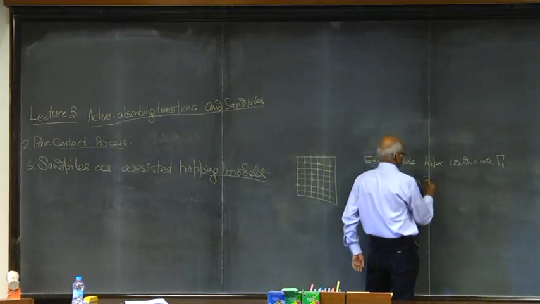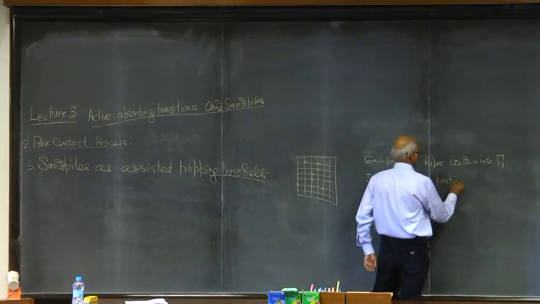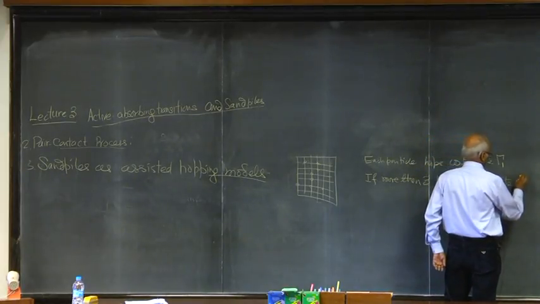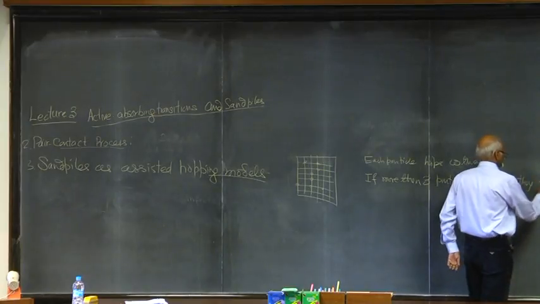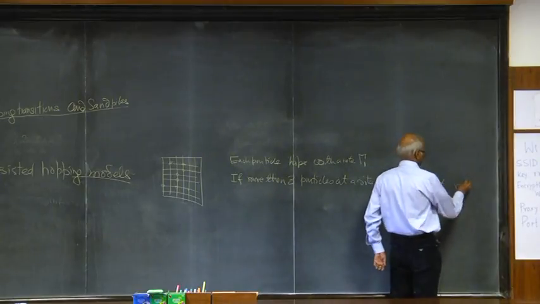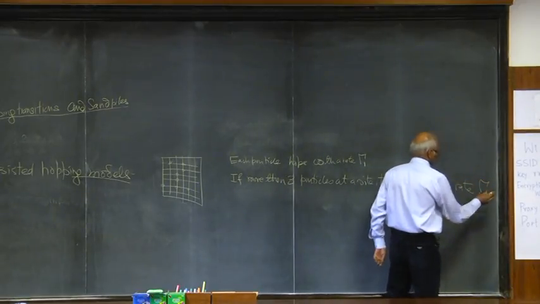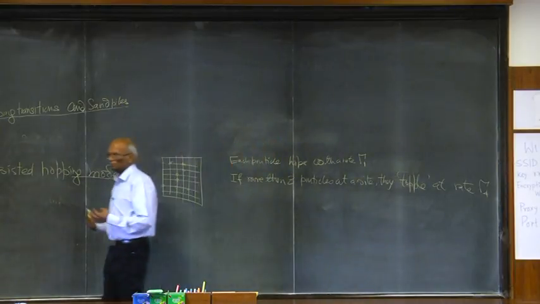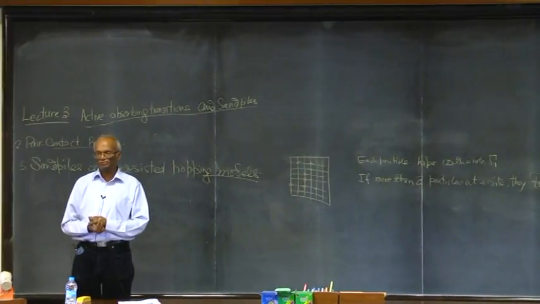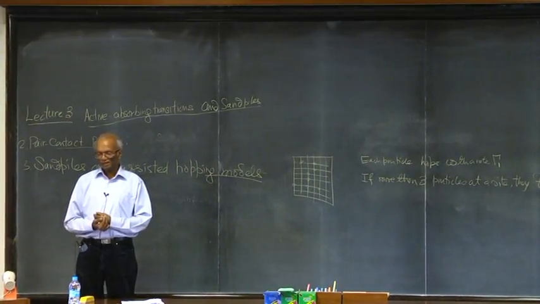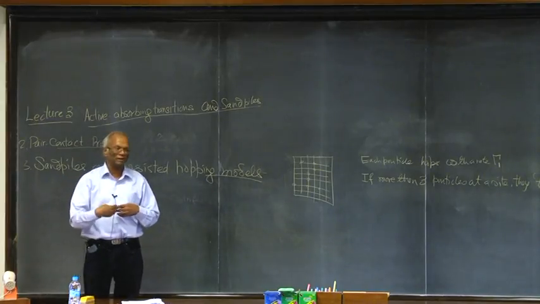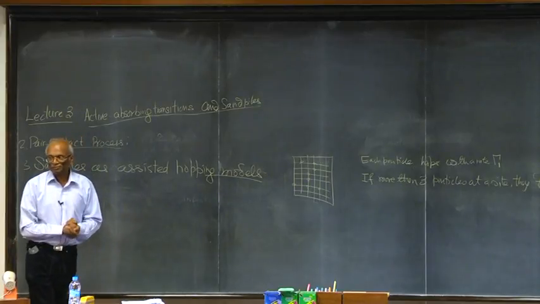more than three particles at a site, they topple at rate gamma 4. So, we say that, you know, 4 is too much. This is, I am trying to remember the BTW Sandpile model which we defined in the first lecture. So, there 1, 2, 3 were stable, but 4 was unstable and, you know, there was a toppling and 4 particles were sent to 4 neighbors. So, I am trying to do the same thing.